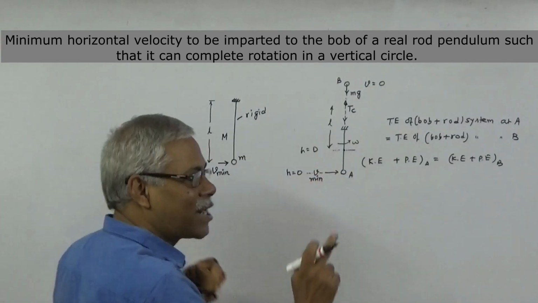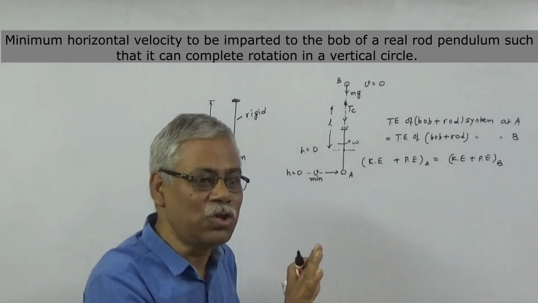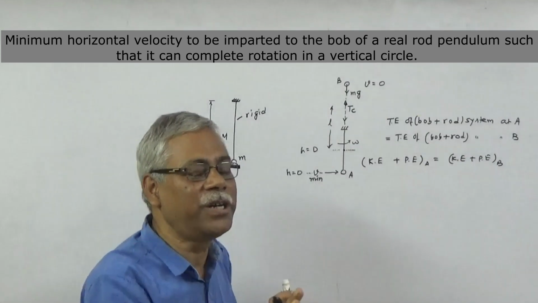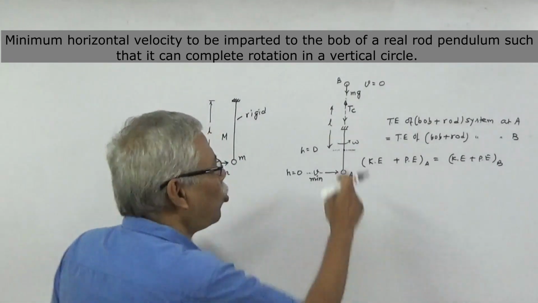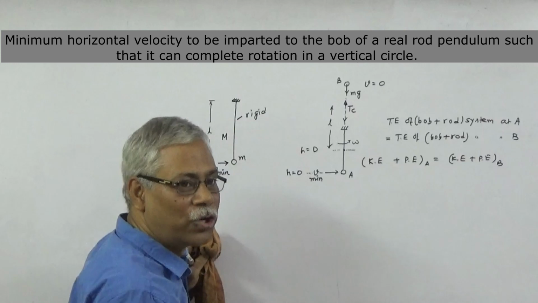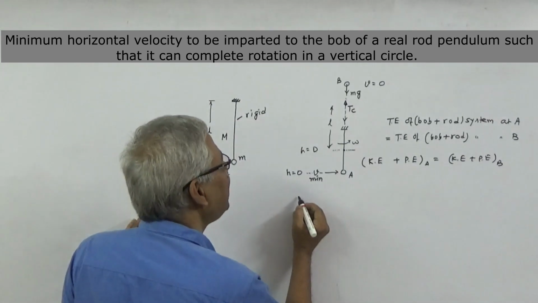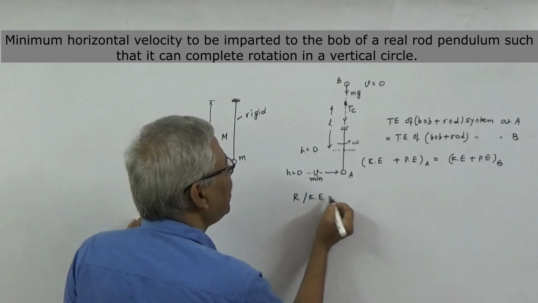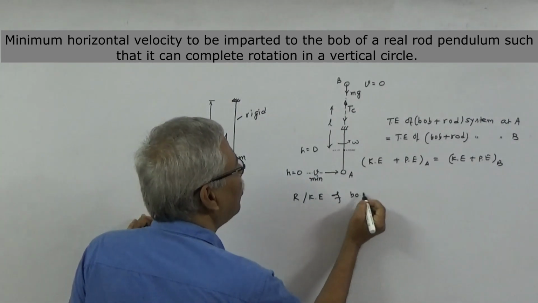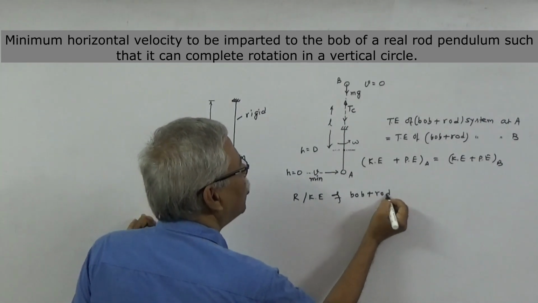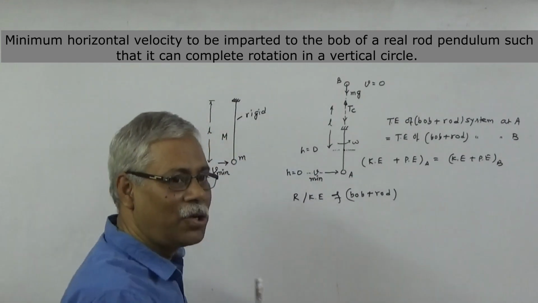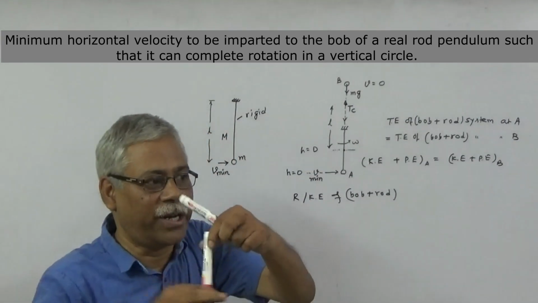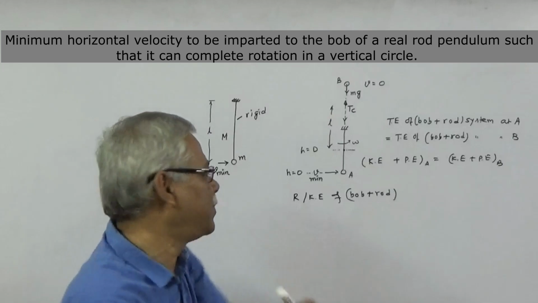The whole thing is actually rotating. There is no translational motion involved in this. The whole system is rotating. So what is its kinetic energy? Only rotational kinetic energy, the rotational kinetic energy of bob plus rod. Is it okay? The whole thing is rotating, there is no translational motion.